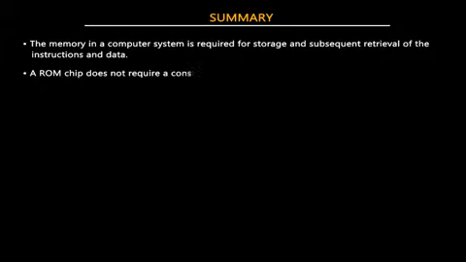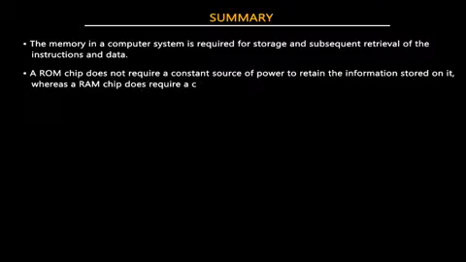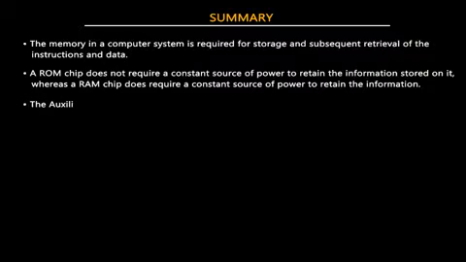Now in the end, let us summarize what we have learned in this lecture. The memory in a computer system is required for storage and subsequent retrieval of the instructions and data. A ROM chip does not require a constant source of power to retain the information stored in it, whereas a RAM chip does require a constant source of power to retain the information.